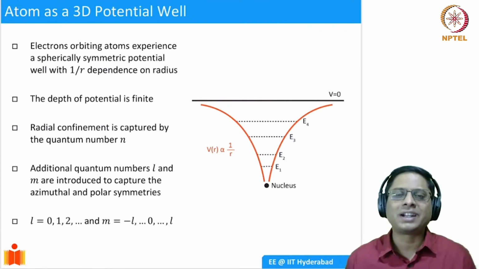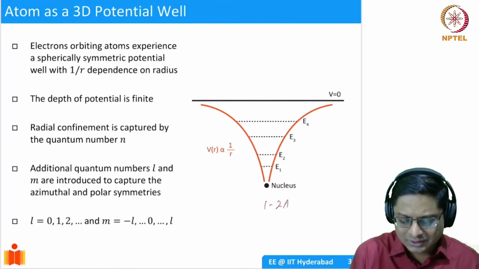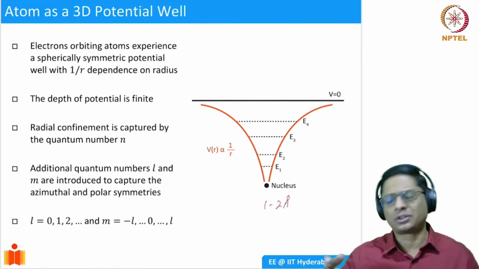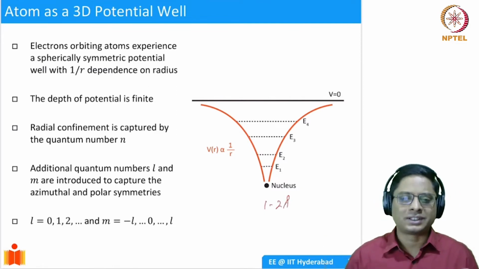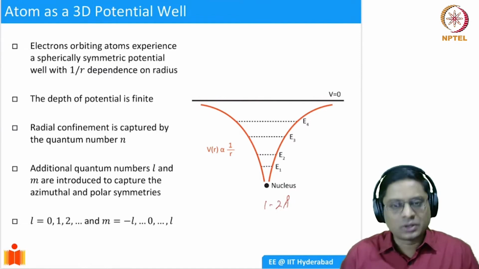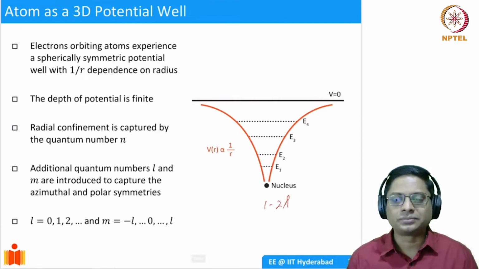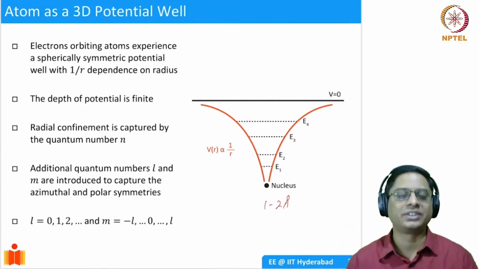So what is the dimension of an atom? It would be maybe, let's take it to be 1 or 2 angstroms. The lattice constants are usually 3 to 4 or 5 angstroms. So the size of the atom is going to be smaller than that. So this 1 over R potential, which is surrounding the nucleus, is causing your electrons to be confined in this region, right?